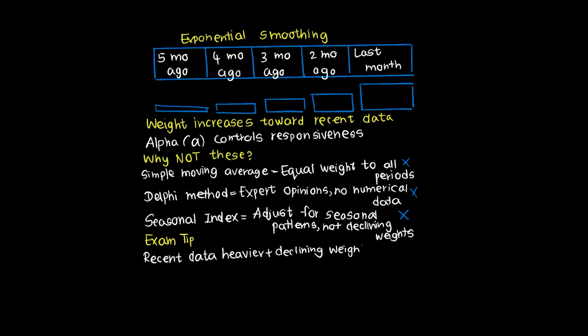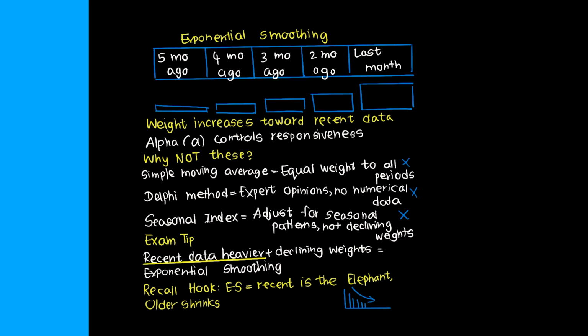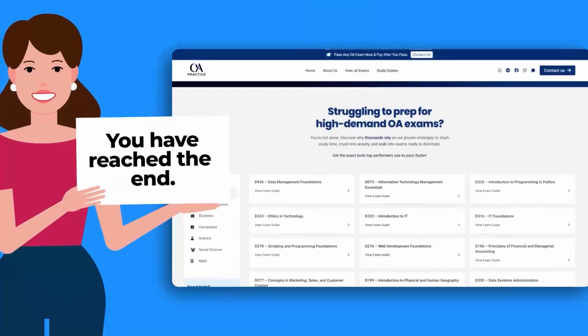When the question says recent data weighted more heavily, declining weights, or more responsive to recent changes, that is exponential smoothing. Quick recall hook. Exponential smoothing equals recent data is the elephant in the room. Older data shrinks. You have reached the end of our first question set.